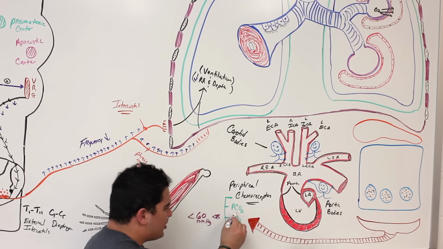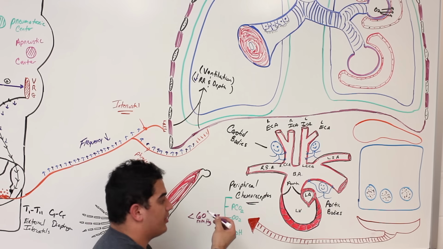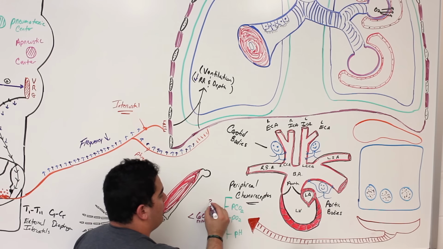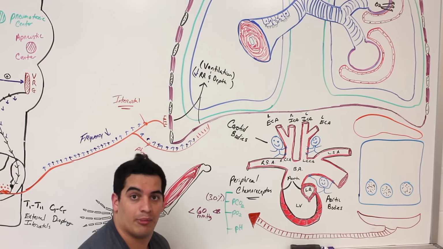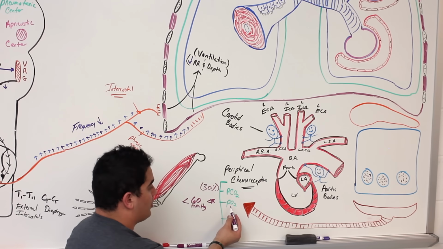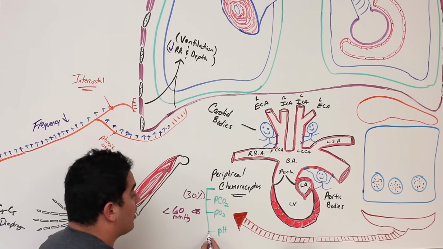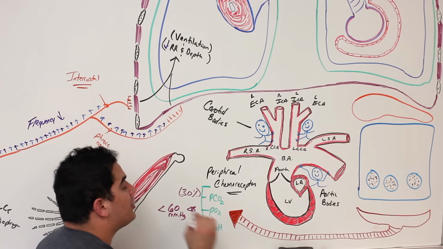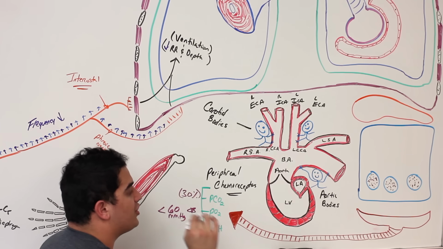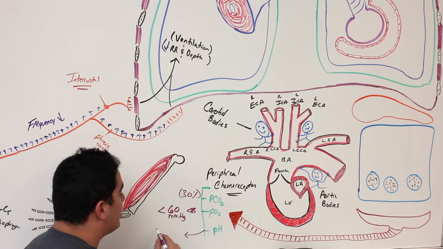Now, CO2 is affecting the central chemoreceptors. 70% of it is affecting the central chemoreceptors. 30% of it is only really affecting the peripheral chemoreceptors. But again, oxygen is the most powerful stimulus. And here's another thing for the pH. The pH is not due to the changes in CO2. It's due to the changes in metabolic acids.